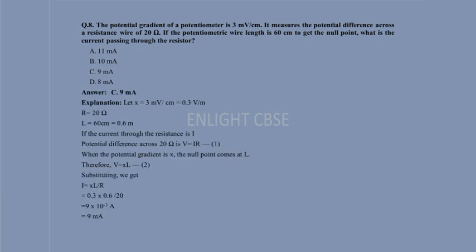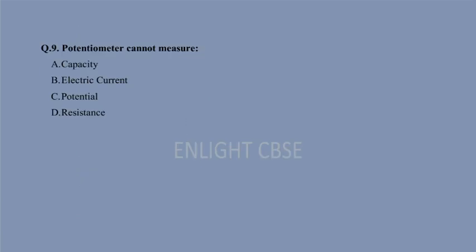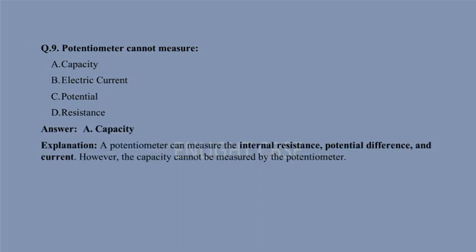9 mA. Question 9. Potentiometer cannot measure A. Capacity. B. Electric current. C. Potential. D. Resistance. Answer: A. Capacity. A potentiometer can measure the internal resistance, potential difference, and current. However, the capacity cannot be measured by the potentiometer.